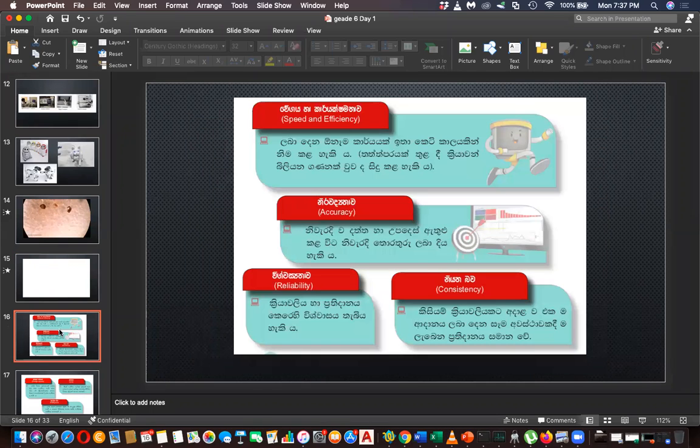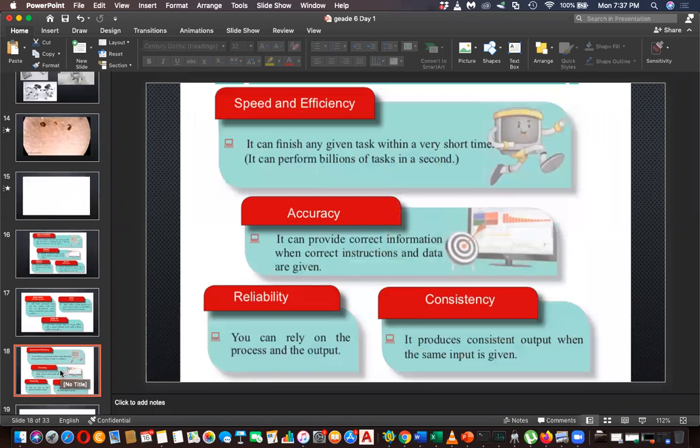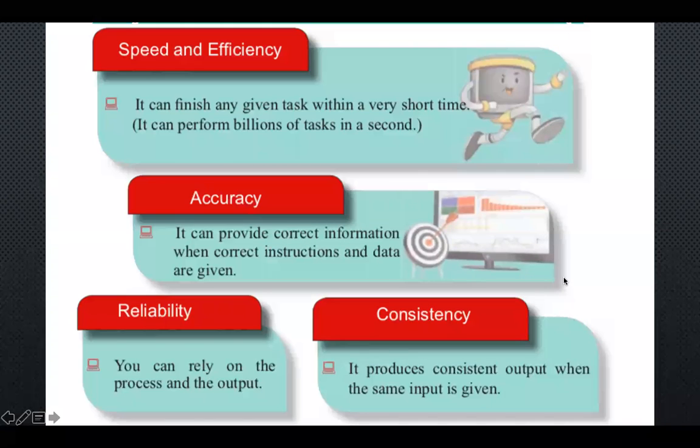Okay, then these are the points. So in computers, there are special features unique to computers. One is speed and efficiency. You know, a computer can process more than a trillion instructions per second. How many zeros in a trillion? Yeah, it's 12 zeros. Big number.